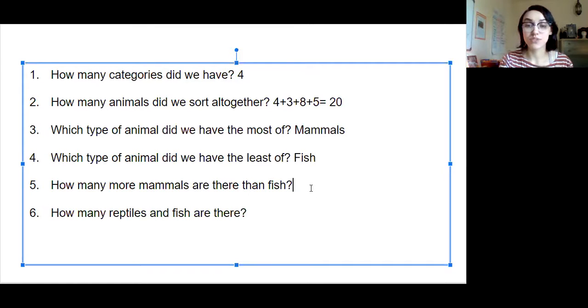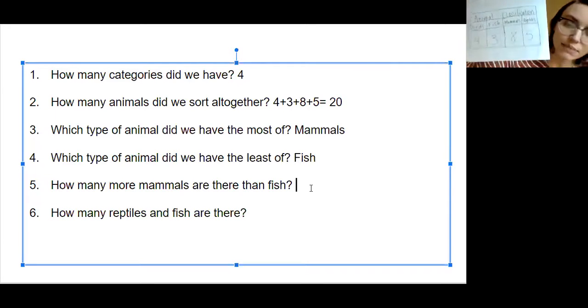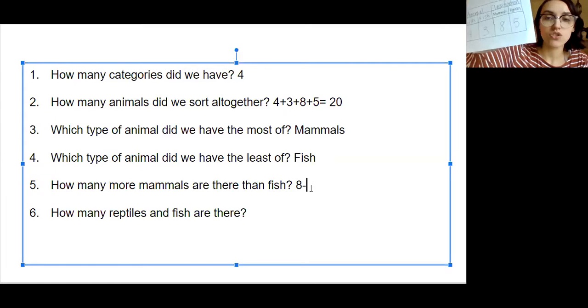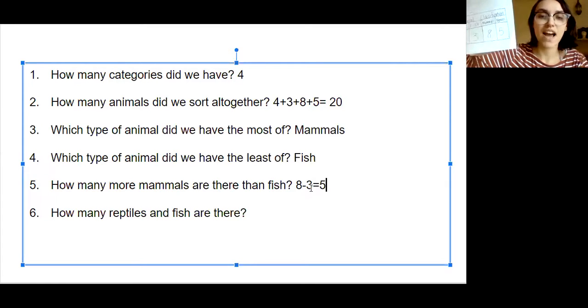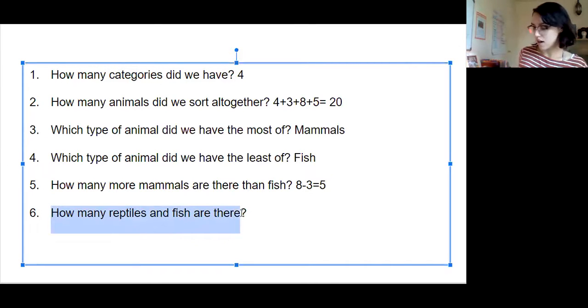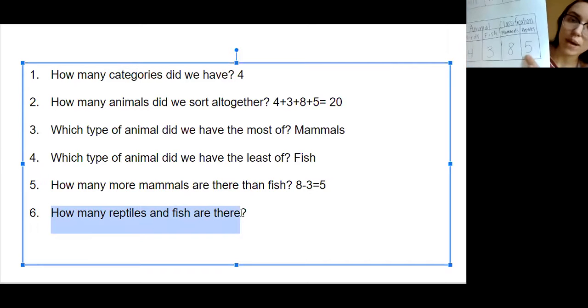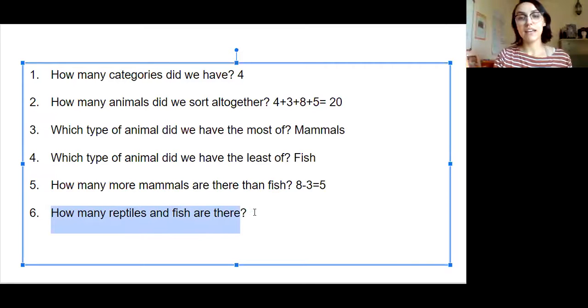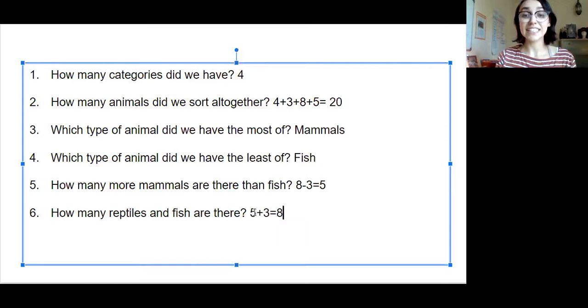How many more mammals are there than fish? Well, we just saw we had 8 mammals minus 3 fish. We had 5 more mammals than fish. How many reptiles and fish are there? Well, we had 5 reptiles. We had 3 fish. That would be 5 plus 3. We had 8 when we put our reptiles and fish together.